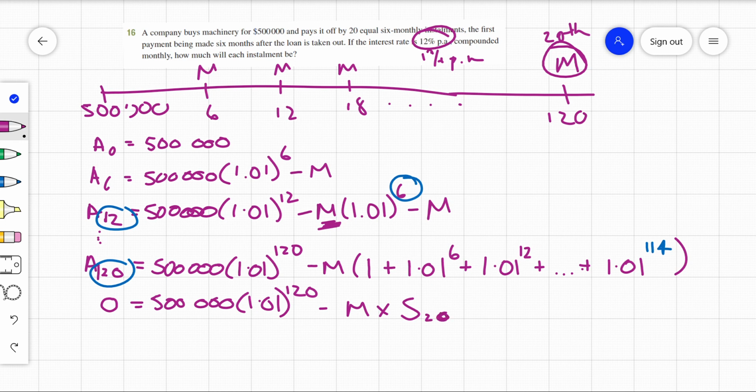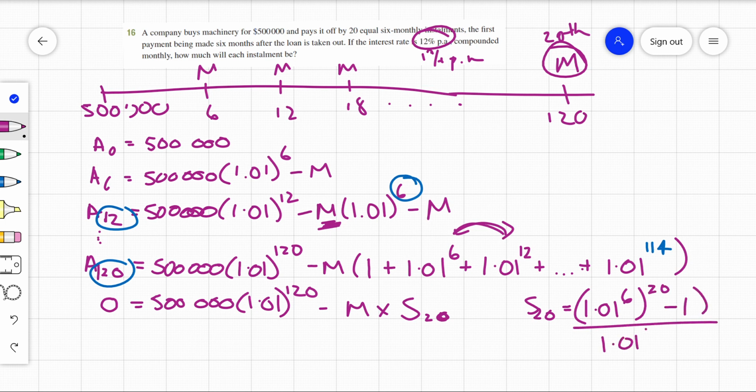So S20, it's a little bit tricky, but the first term is 1. The ratio here, we're timesing by 1.01 to the power of 6. That's the ratio each time. If you can have a look at that and compare those. So we've got that to the power of n minus 1, and then the ratio minus 1 on the bottom. So put that in your calculator, you get about 37.392, something like that.